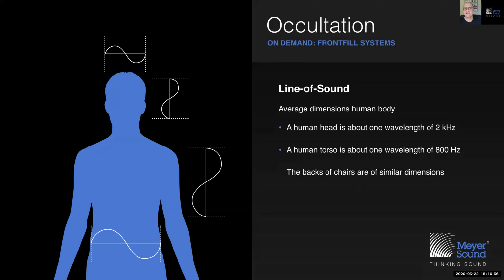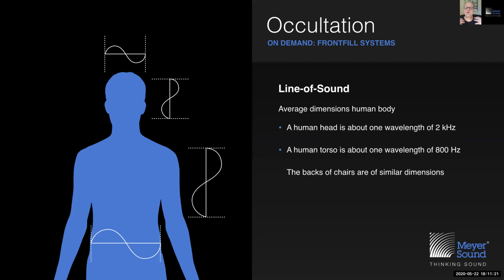The human head is on average about the size of one wavelength of 2 kilohertz, which means that if there are too many spectators between you and those front fills sitting at the edge of the stage, then the very frequencies that are missing at the start of the audience, which are those fresh and intelligible mid and high frequencies, might be occulted once the seats are occupied by human heads.